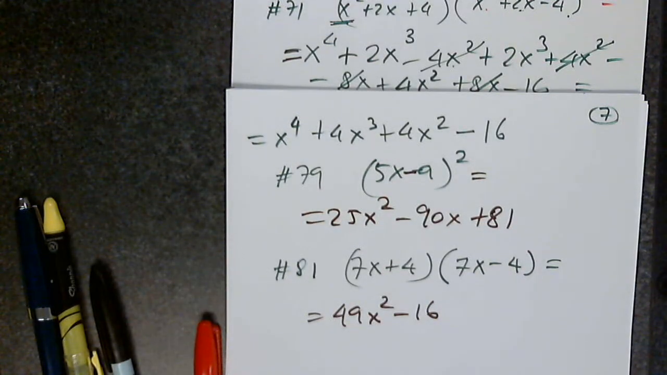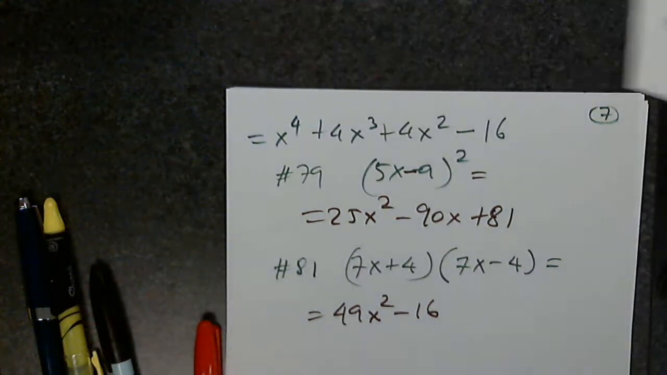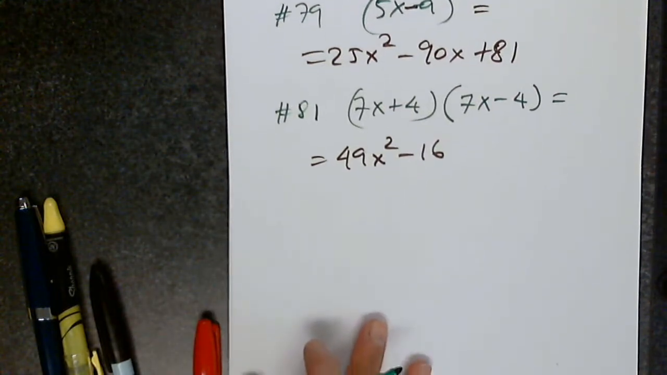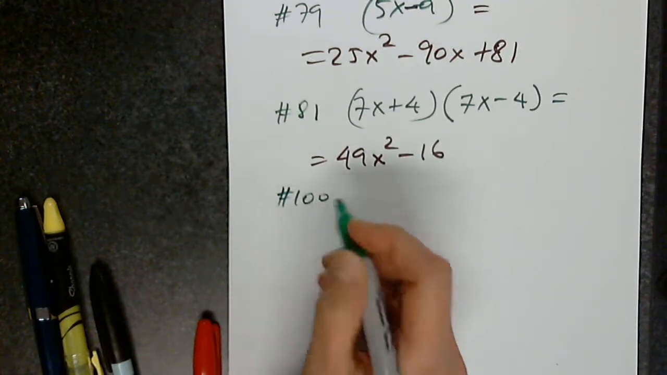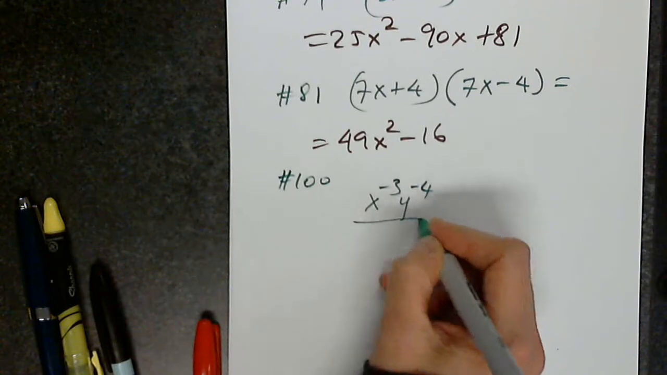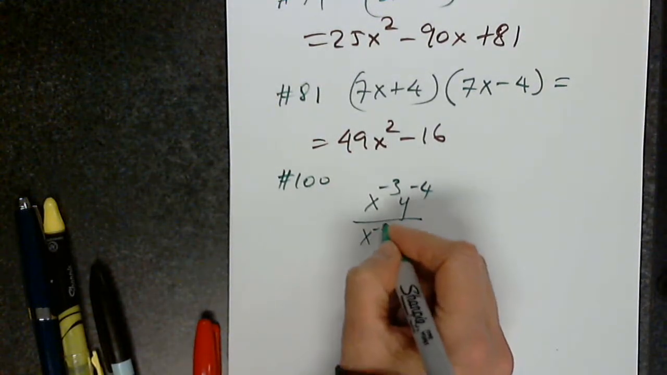Okay, negative exponents now, and then long division. Ready? Okay, let's look at 100. Now I'm sure that we did this before. I'm sure, I shouldn't say sure, but I think.